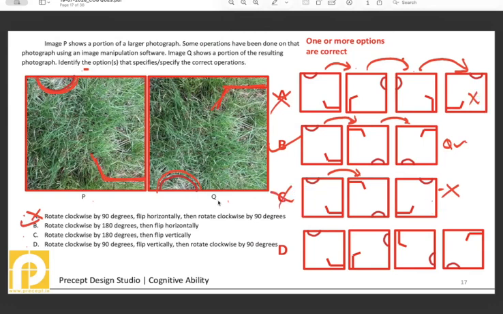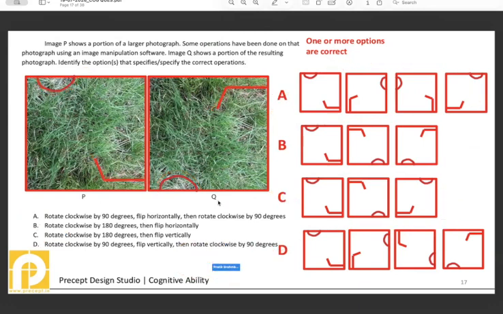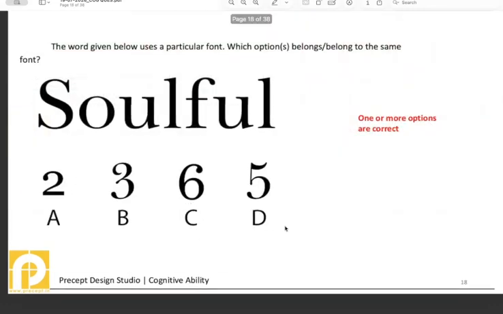Option D, rotate clockwise by 90 degrees, flip vertically, and then rotate clockwise by 90 degrees, which looks exactly like how Q is. So this is fine. So D is correct. The correct answer therefore is B and D here. Okay, we'll move to the next one.